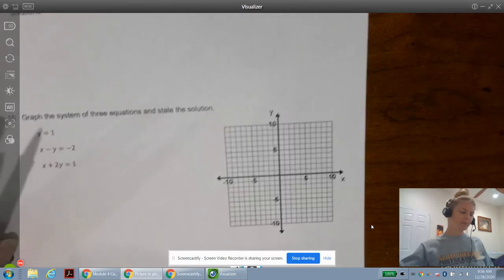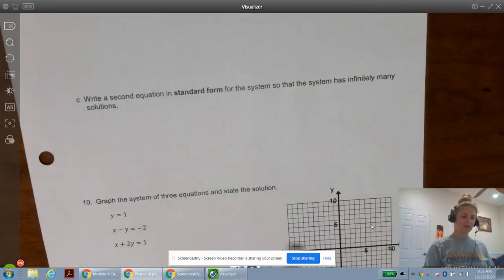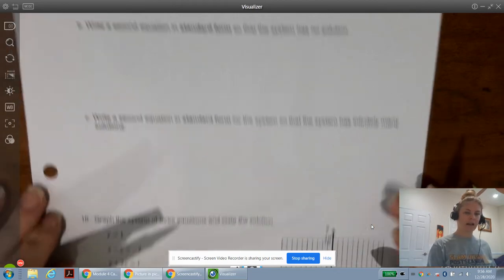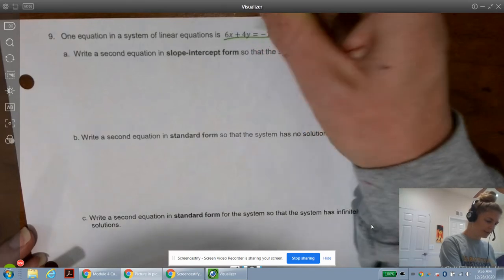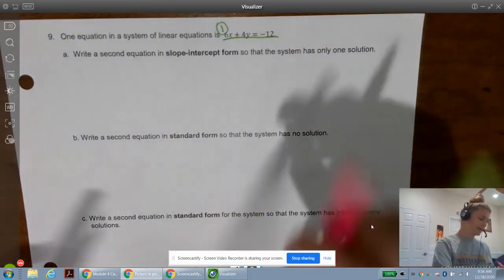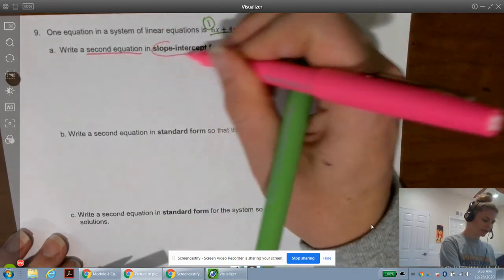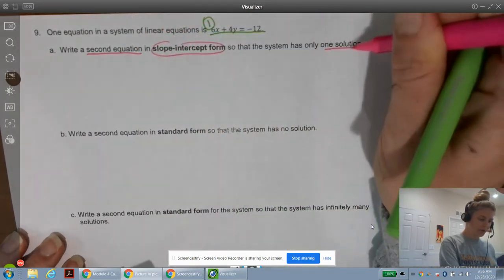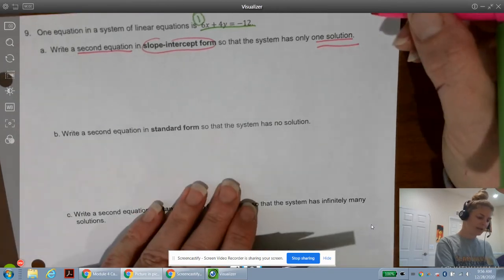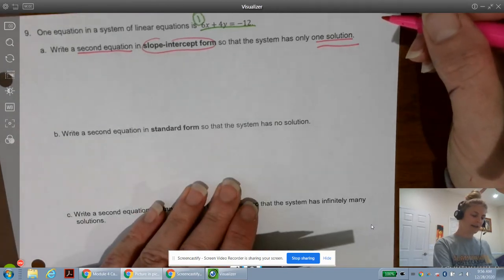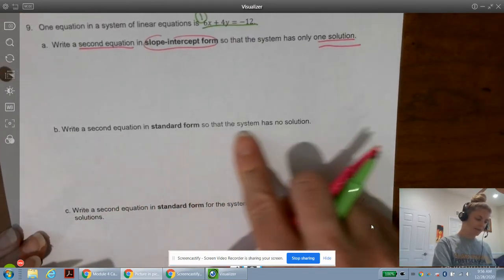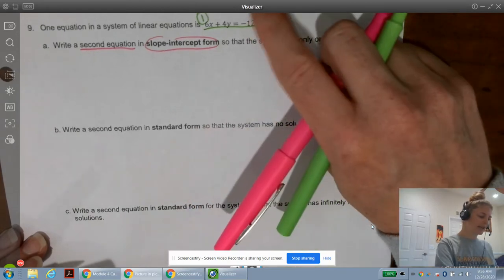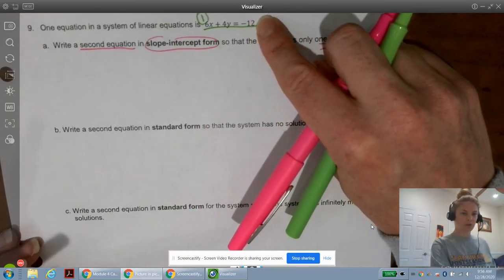Great job, mini mathematicians. Okay, so we have one more page left. I would like you to be working on number 9, and we're going to go over it in a second. So this is the first equation in the system. This is equation 1. And then you're going to write the second equation in slope-intercept form so that the system now has only one solution. One solution, meaning that they need to have different slopes. And then you're going to write a second in standard form so the system has no solution, and you're always using this first equation as your original equation.